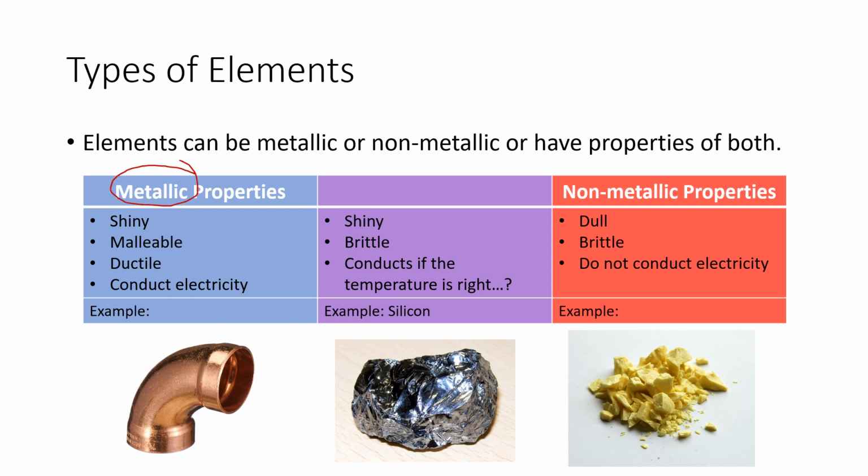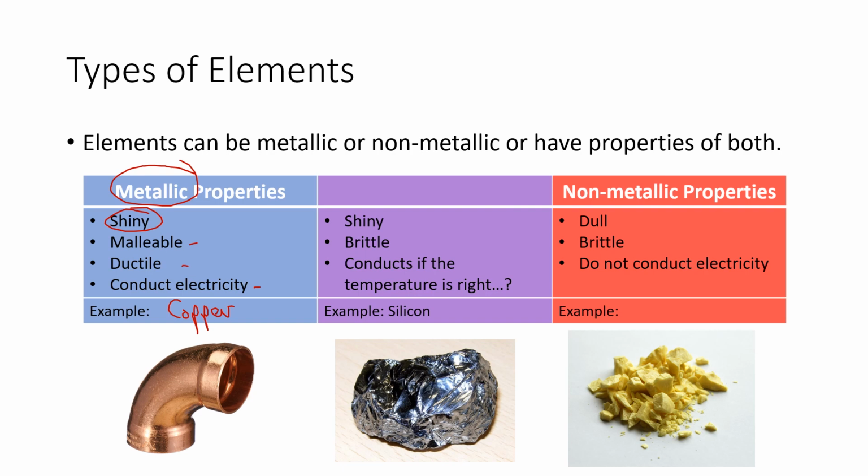And so we got good old copper here as an example. And so copper is, of course, shiny. Malleable means you can mold it into different shapes. Ductile means that you can stretch it into wires. And of course, because it's a metal, it conducts electricity. So those are some common properties of metals.